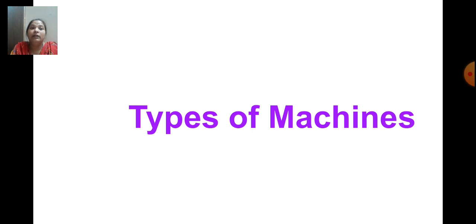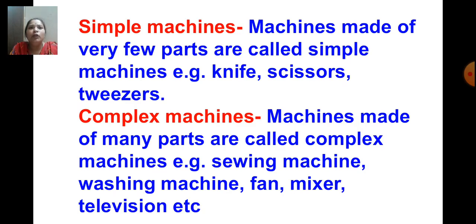Now there are types of machines. Are all the machines same? No, not at all. So what are the types of machines? There are two types of machines, children: simple machines and complex machines. All the electronic items, the machineries that we see around us, that we are surrounded with, like computer, fan, television, washing machine, all are complex machines.